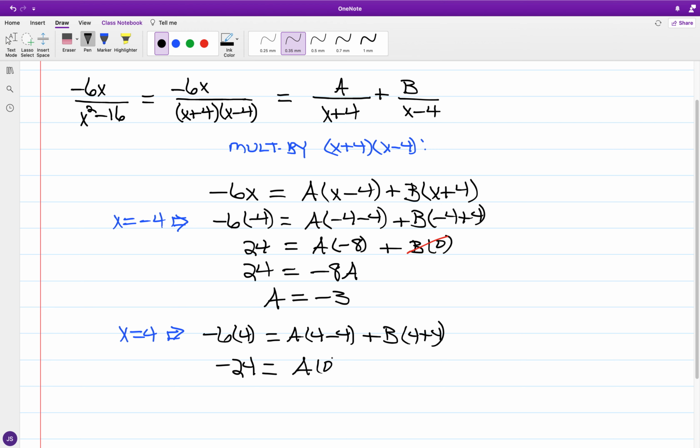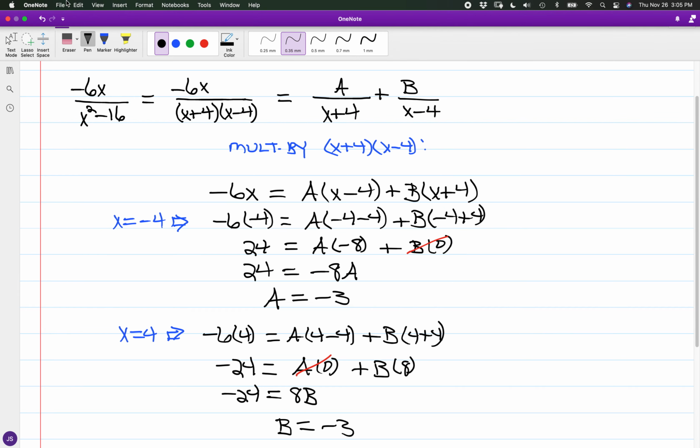And this time we have a times 0. So a goes out completely. And we have plus b times 8. So we have negative 24 is equal to 8b. And with division by 8, b also turns out to be negative 3.